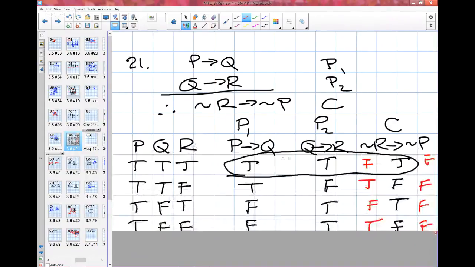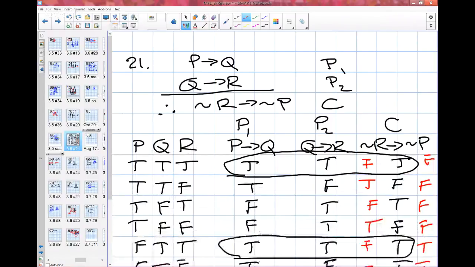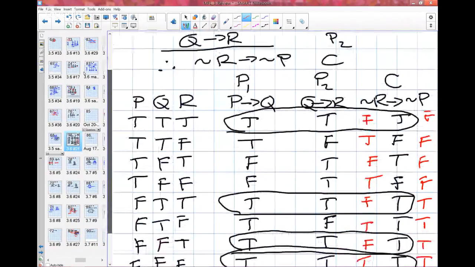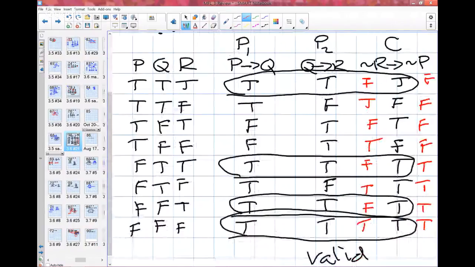I'm going to have to do some scrolling. This is page 165 again, so I'm going to cover up the problem for the time being so you can see the whole truth table. I set up a column for each of the premises and the conclusion, these 3. Of course, I have to set up the P, Q, R columns.